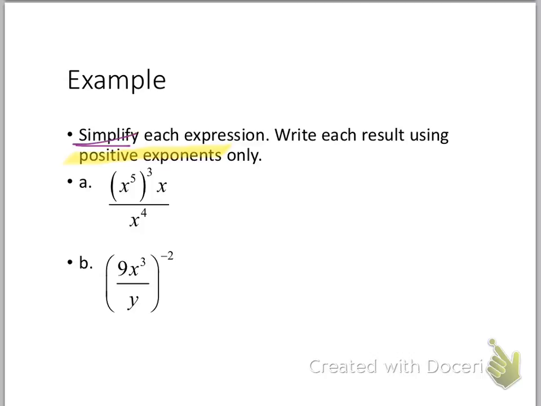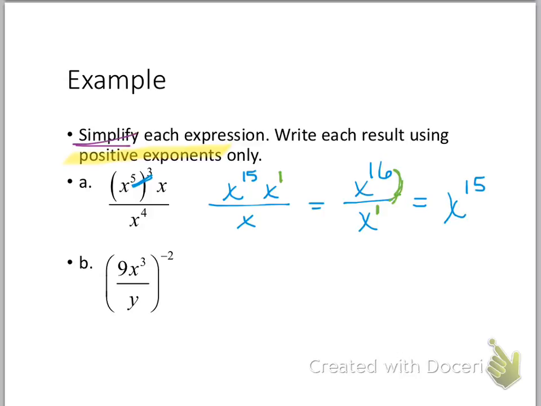Looking at letter A, the first thing I notice is I can simplify that. I need to multiply them together because it's a power to a power. Now the other thing I notice is that these two can be added together. That gives me x to the 16th. And now if I look at the quotient here, I notice I can subtract these two, which gives me my final answer of x to the 15th.